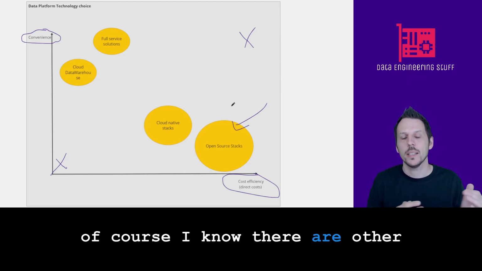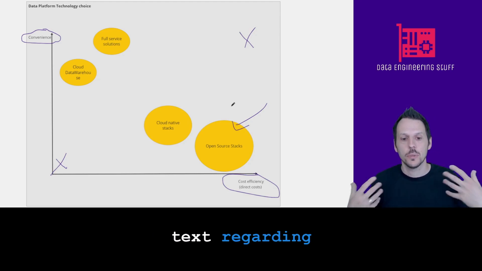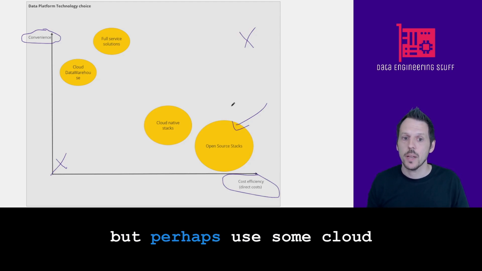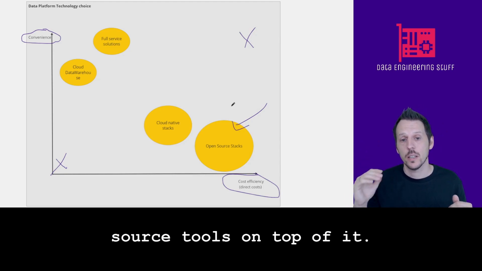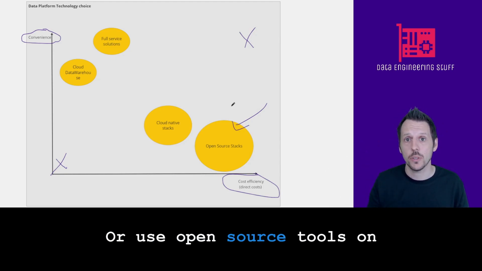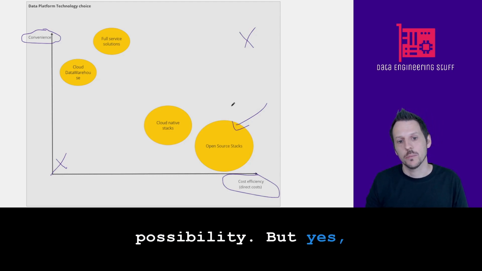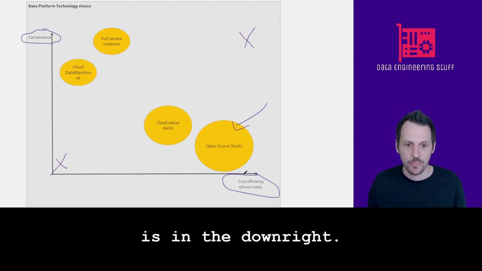Of course, I know there are other levels of open source stacks regarding not doing everything in open source, but perhaps use some cloud native stuff and build some open source tools on top of it. That would also be a possibility. But yes, we want to simplify the world here. So we do one cluster, and this is in the down right.